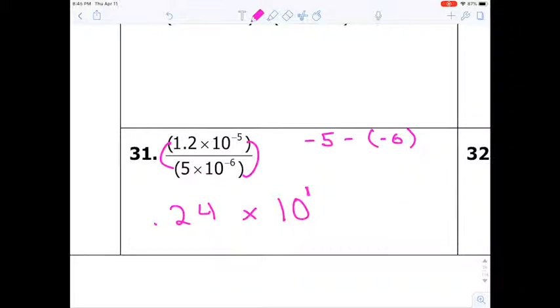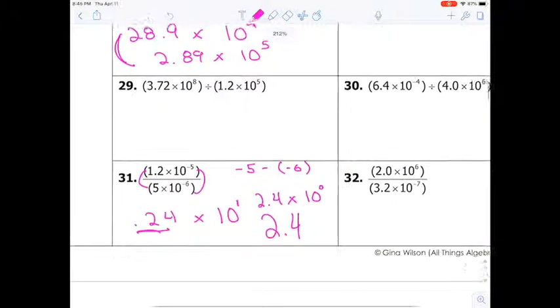Now, this number here is not in between 1 and 10. So I need to move the decimal and make it 2.4 times 10 to the, well, I made this bigger, so I need to make this smaller. And that would be times 10 to the 0, which of course is just 1. So really the answer to this problem is 2.4. Okay, hopefully that made sense.